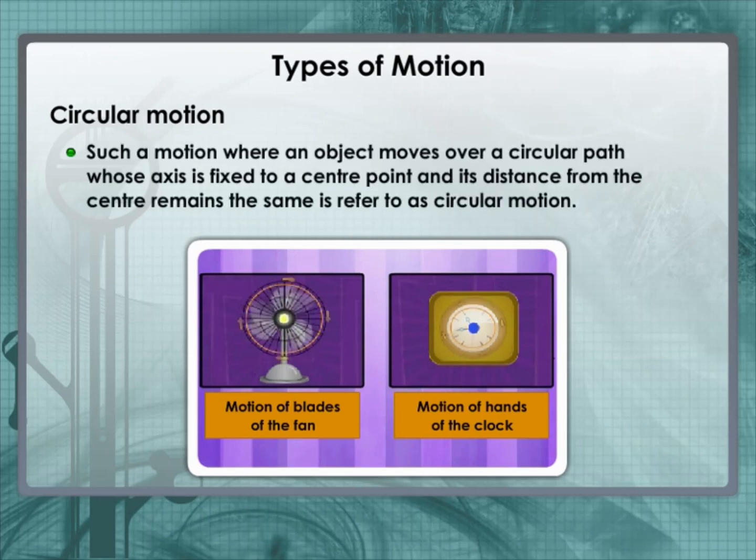Such a motion where an object moves over a circular path whose axis is fixed to a center point and its distance from the center remains the same is referred to as circular motion.